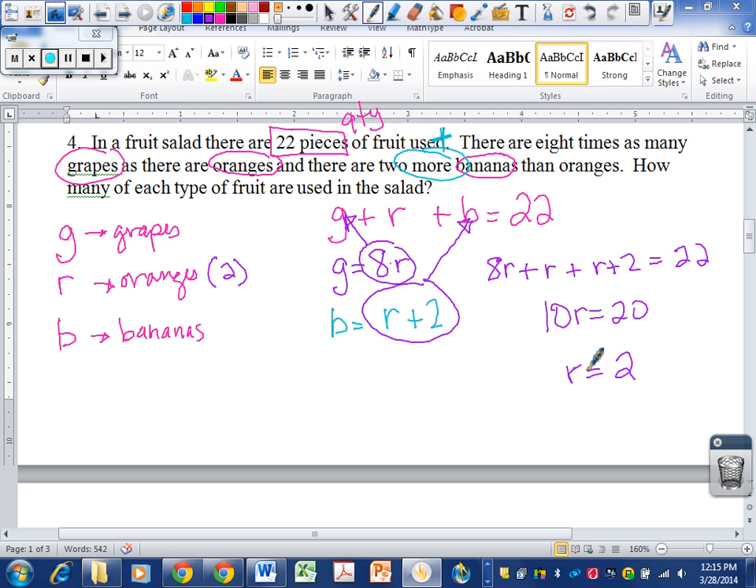Remember, R stands for oranges, if you don't want O and you want N and stuff. So 2 oranges. That means there are 16 grapes and 4 bananas. Okay, that's a very tiny fruit salad. With 16 grapes, 2 oranges, 4 bananas.